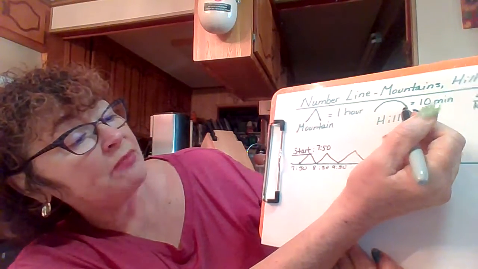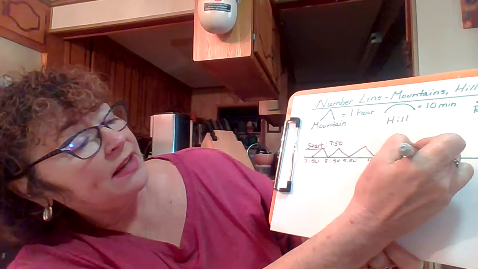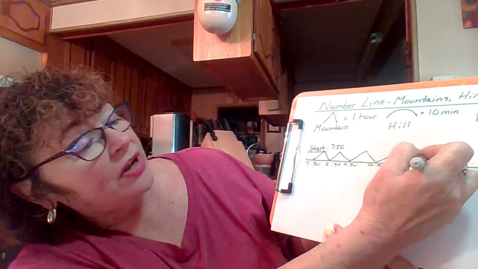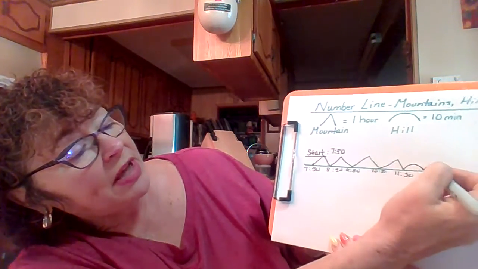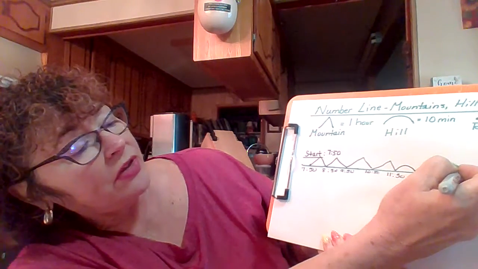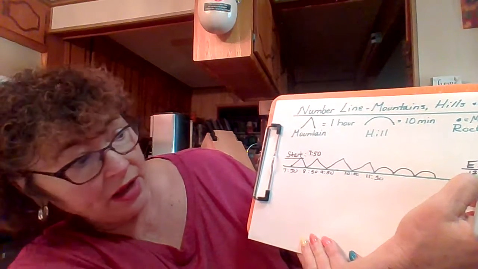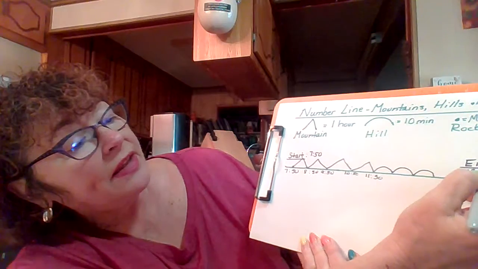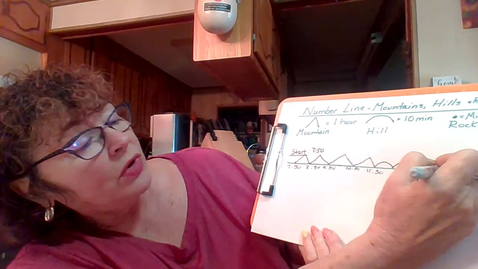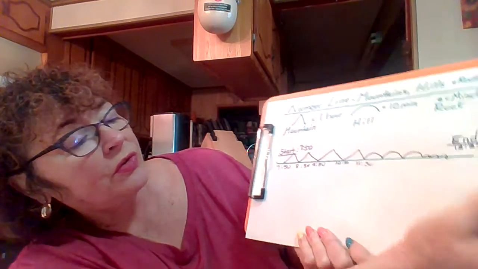Now, we're going to start the hills. Remember, they're worth 10 minutes. So from 11:50, we add 10. So that's 12 o'clock. We draw another hill. That makes 12:10. And we draw another hill, and that makes 12:20. Okay? And then it's 3, so we have to draw 1, 2, 3 little rocks.